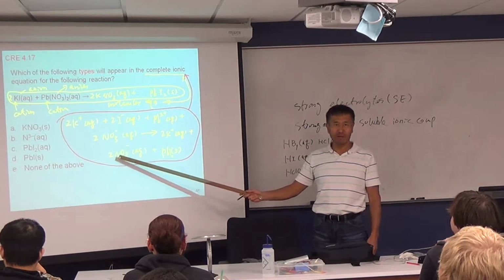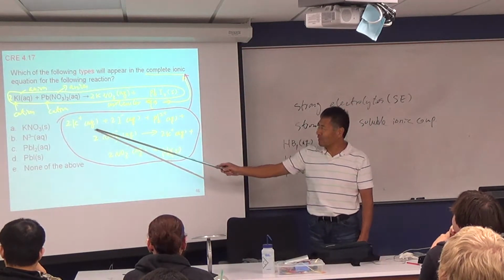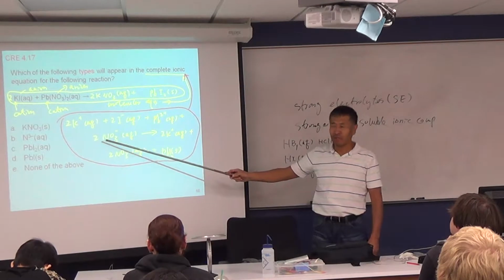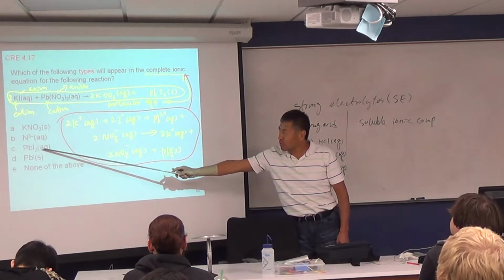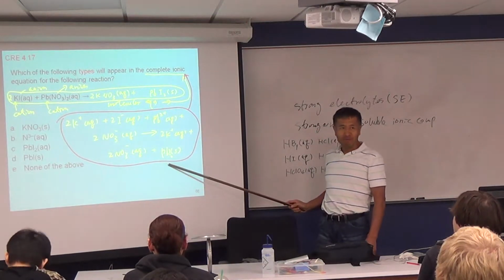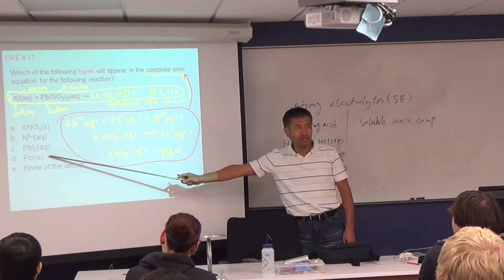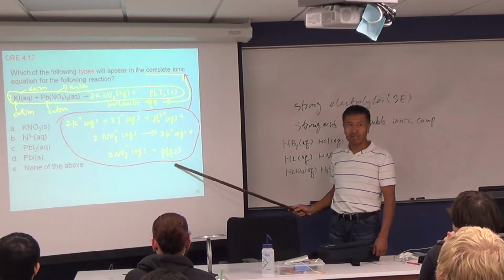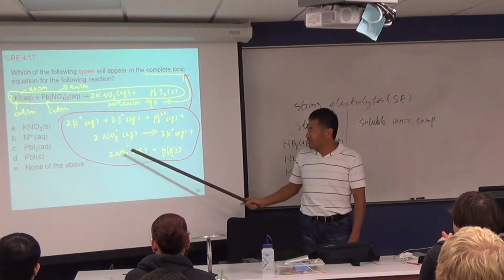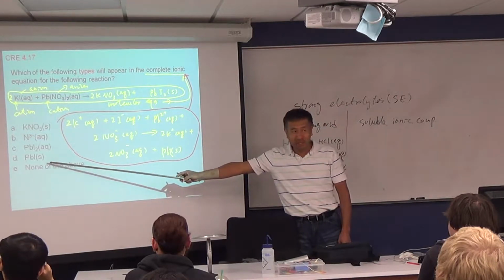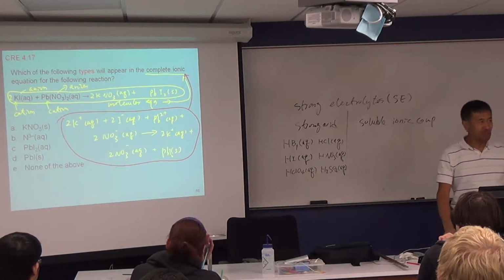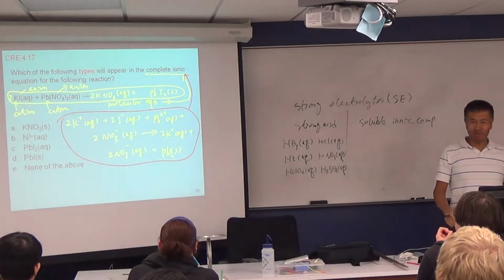No, we don't have that, right? Do we have N 3 1 negative? No. Do we have PbI2? We don't have PbI2. But the question is PbI2 what? Aqueous, and what do you have here? Solid. Now, do we have a solid? We have a solid, but the solid is PbI2. Now, what is that formula? PbI. So make sure you pay attention to all of those details in this question.